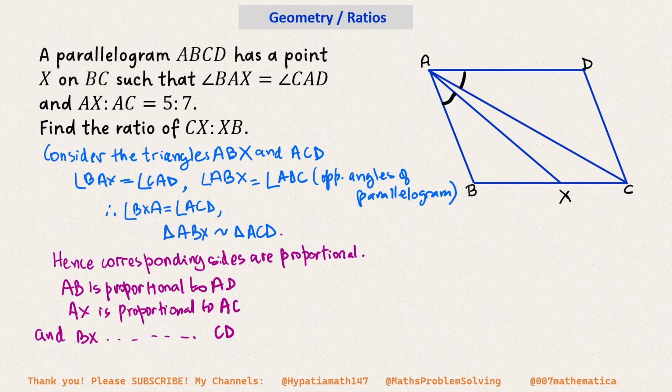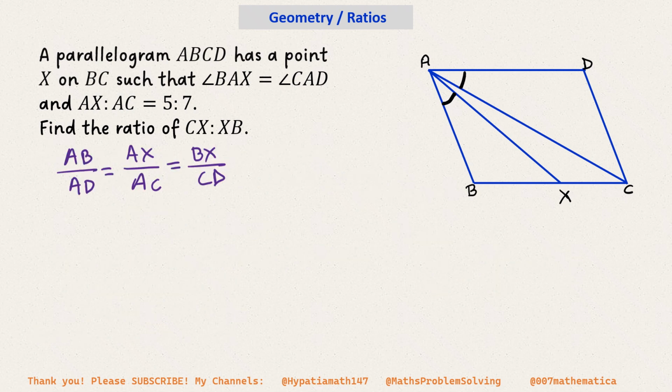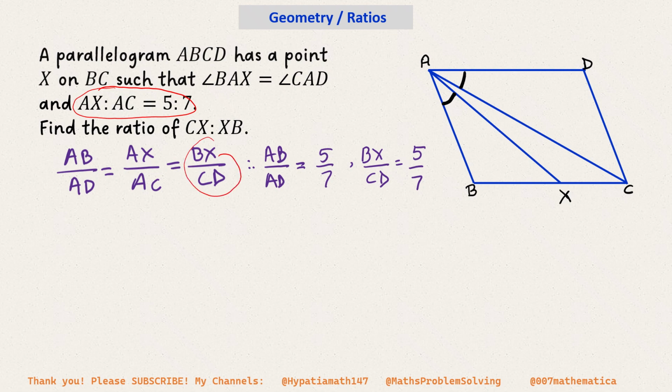That proportionality is of course given, and BX is proportional to CD. So hence we can write AB out of AD is equal to AX out of AC is equal to BX out of CD. Now we've been given AX out of AC is 5:7, so AB out of AD is 5 out of 7, and BX out of CD is also equal to 5 out of 7.